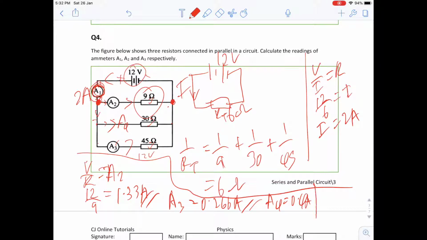Now I want you all, just for fun, it's not requested in the question, to add all of them together. Don't add A1. A2 plus A3 plus A4. What do you get? You get 1.33 plus 0.266 plus 0.4, and you get 1.996 amperes, or equals 2 amperes. So can you see that the current of 2 amperes here has actually been broken down into smaller currents, and if you add them all together you get back 2 amperes here. Yeah, this is probably my messiest worksheet yet.